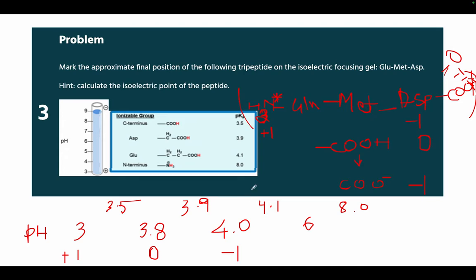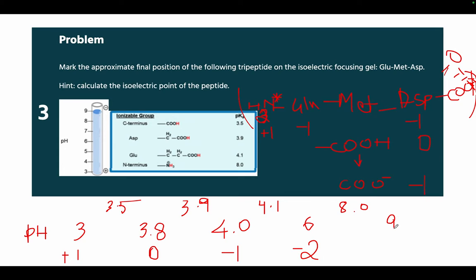If we go to another intermediate pH, say pH 6, now even this glutamate has gotten the chance to ionize. So even this will become -1. So now the overall charge will be -3 + 1, which will be -2.